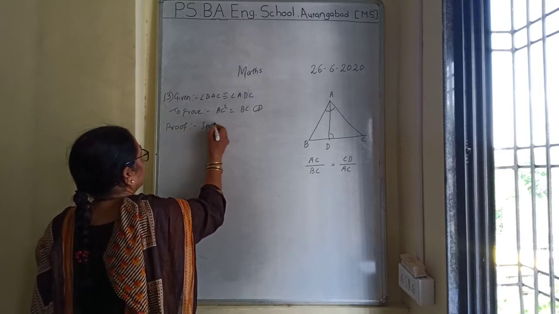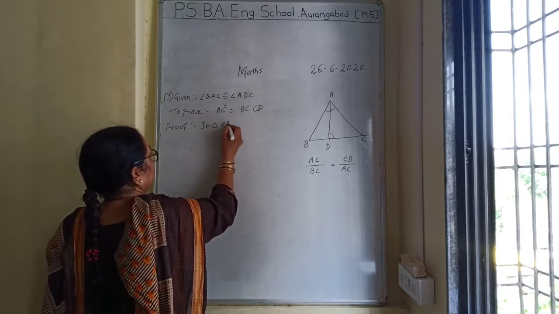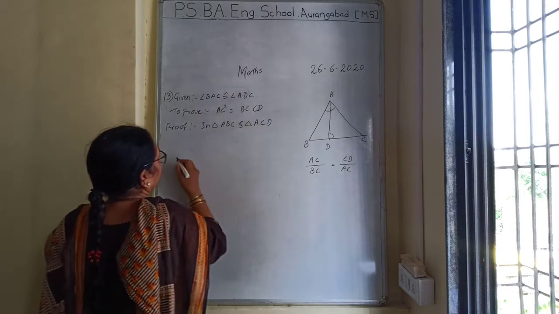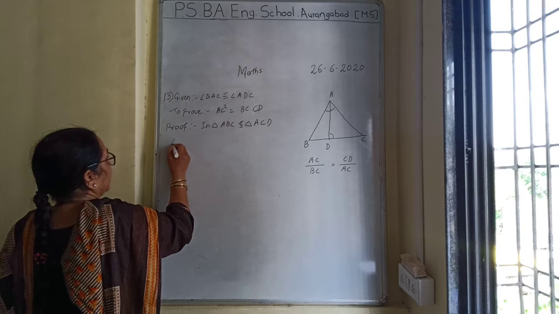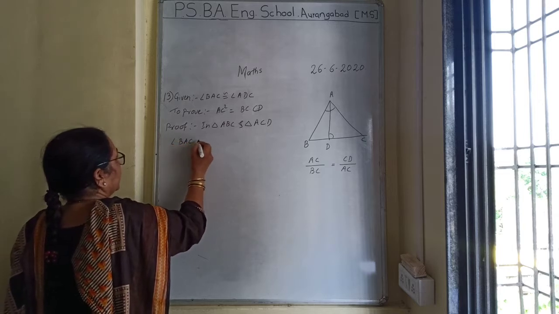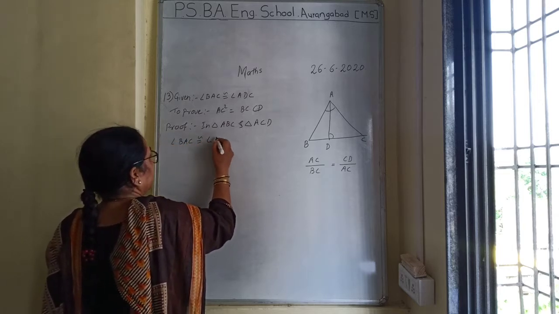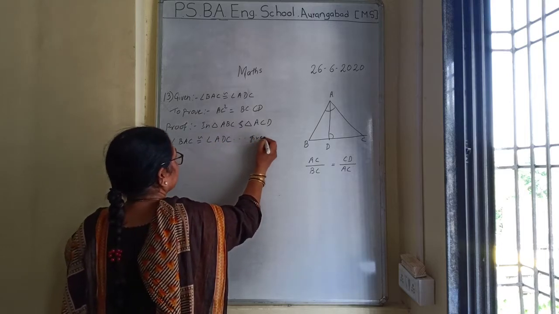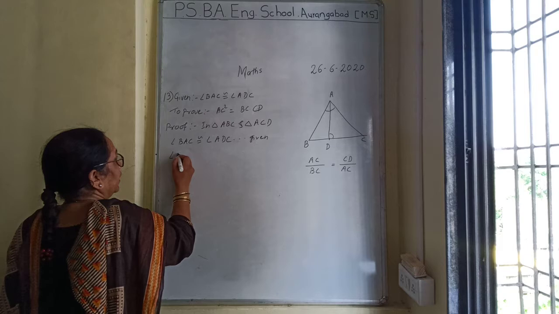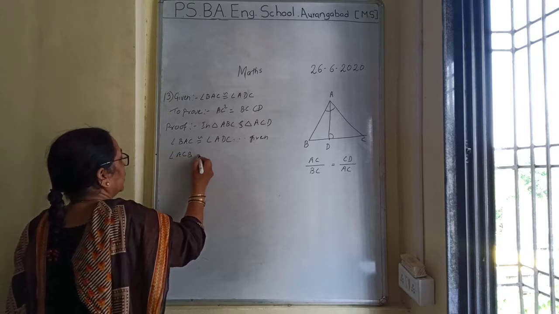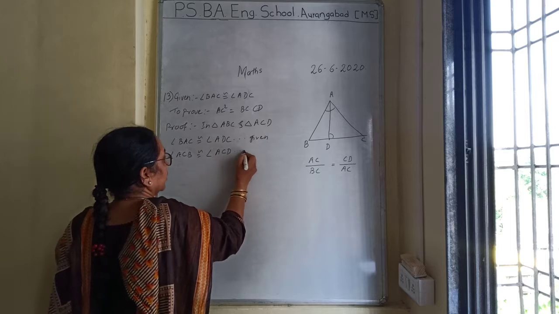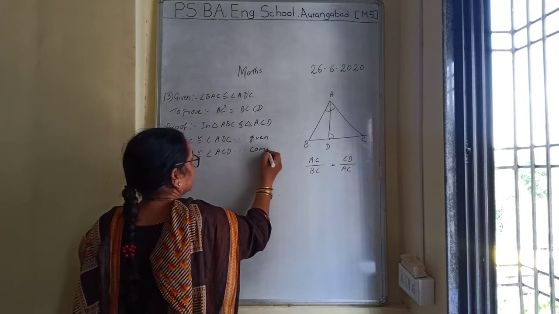In triangle ABC and triangle ACD, we have angle BAC is congruent with angle ADC. This is given to us. Then angle ACB is congruent with angle ACD, common angle.